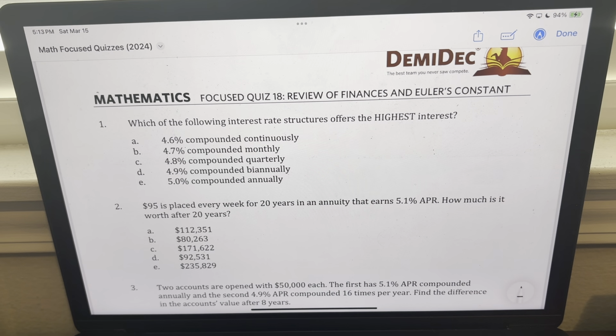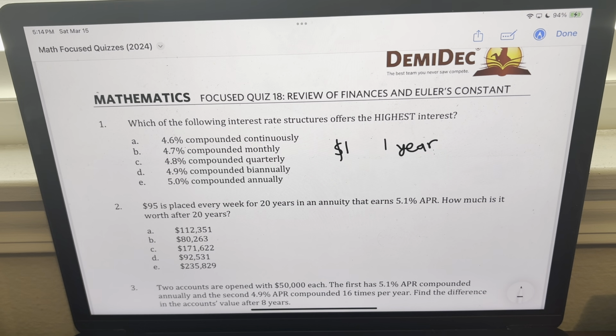Hello and welcome to the next section of math in which we're going to be going over finances and Euler's constant. So this one should be a bit of an easier one because it's a lot of calculator work. So for this first question, we need to consider which will have the highest interest? Well, we need to first think about, let's just suppose we have $1 invested for 1 year, just so that we have a basis of comparison for everything.